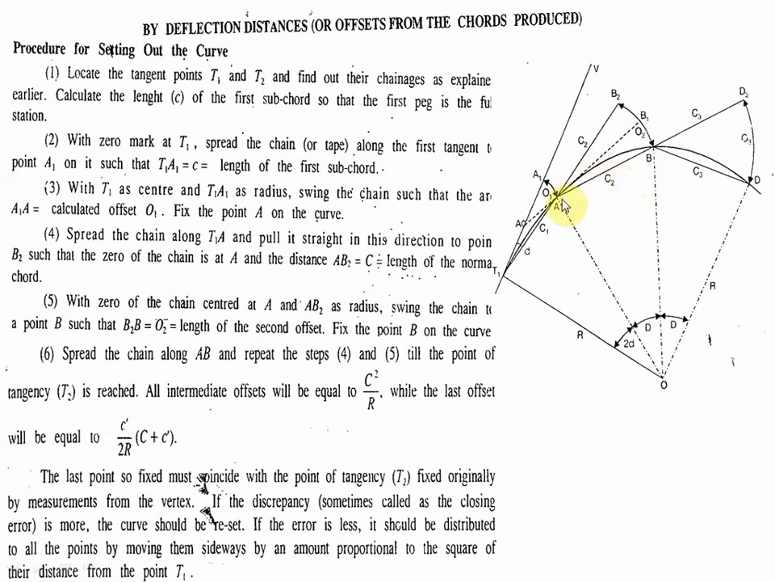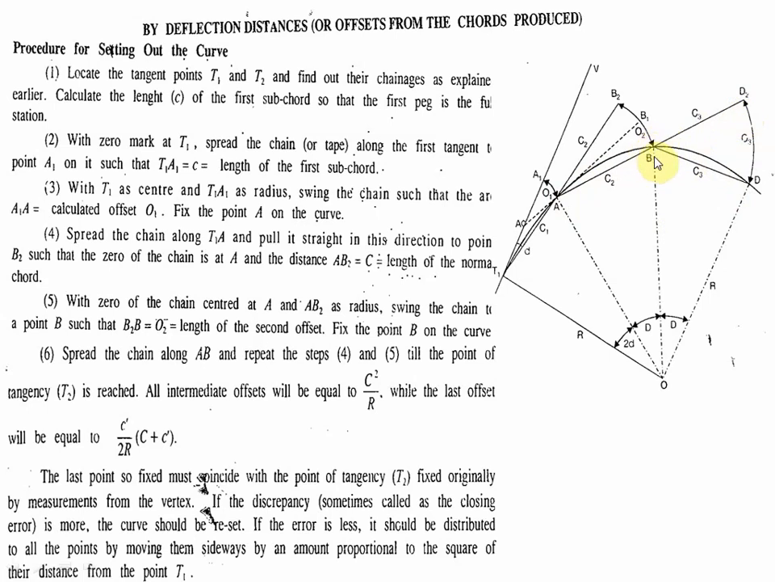Okay, so next you have to do the same procedure. Put the 0 point of the tape here, take the radius equal to AB2, swing the tape in this direction, so that the length of B2B is equal to offset O2. So mark the point B, fix the point B. Again spread the chain along this length AB. Next pull that chain to mark C2 up to here. Here BC2 is equal to the chord C3.